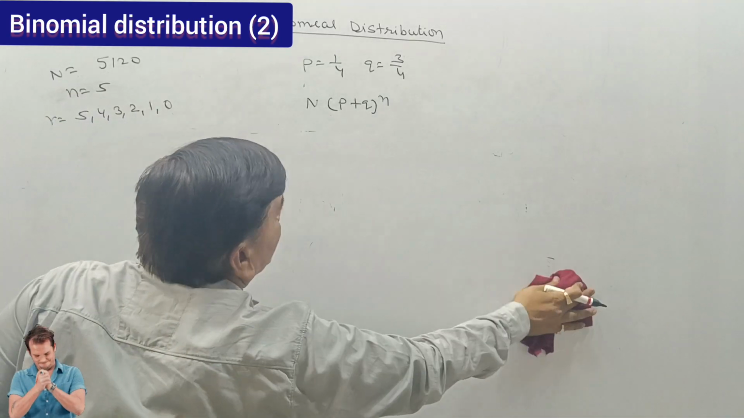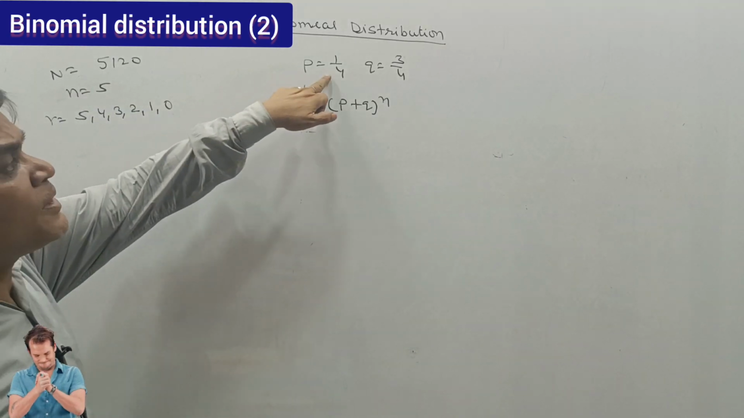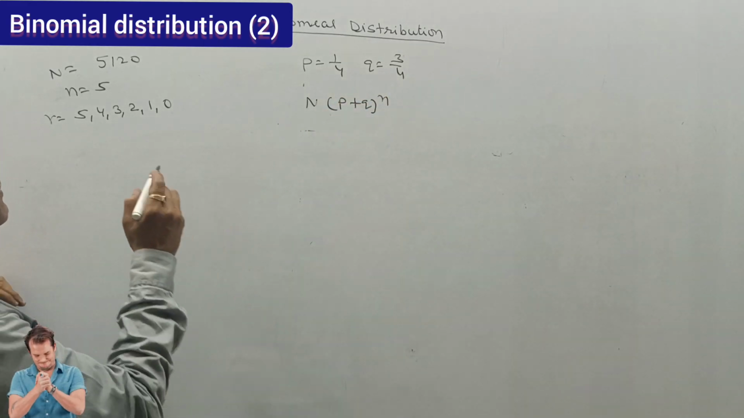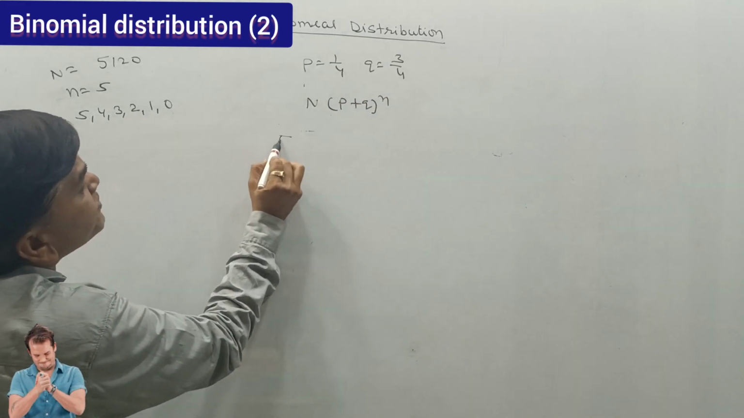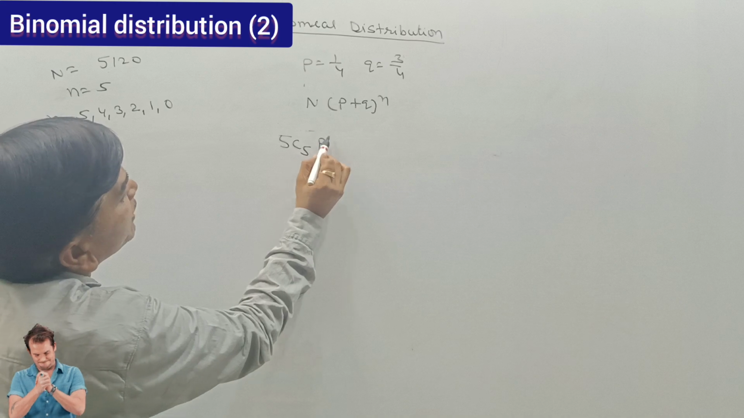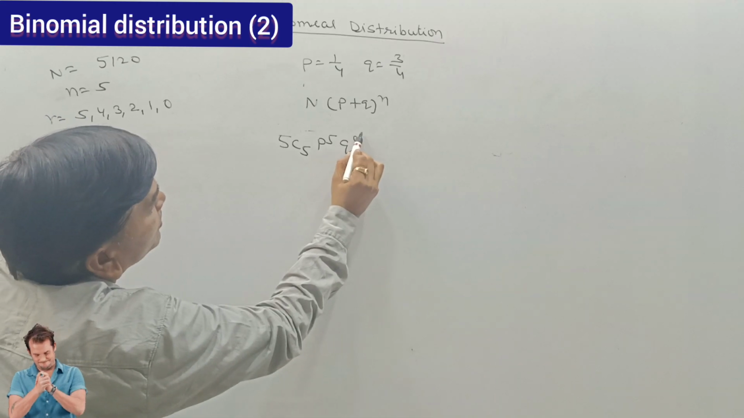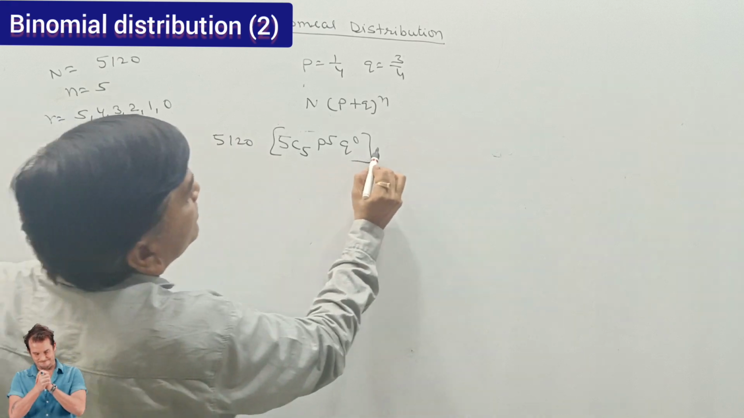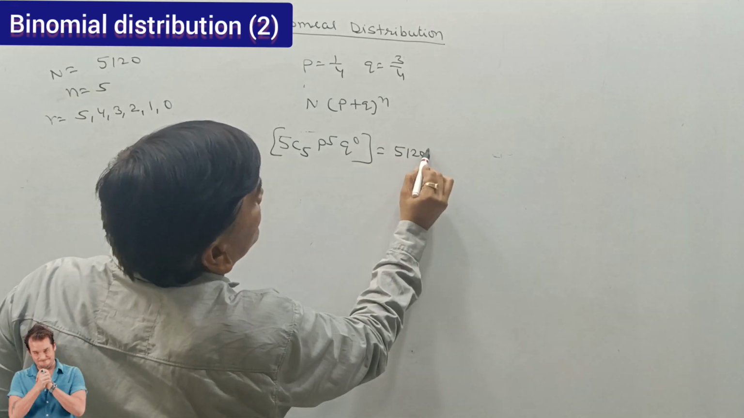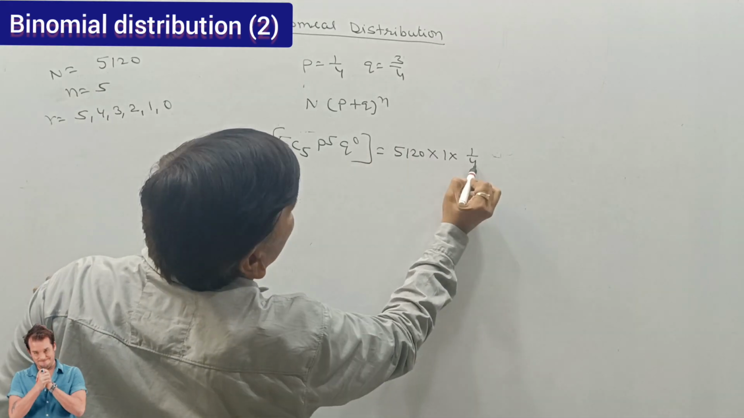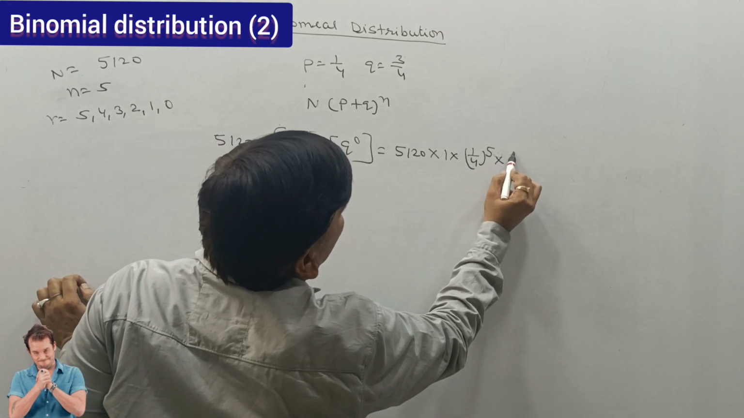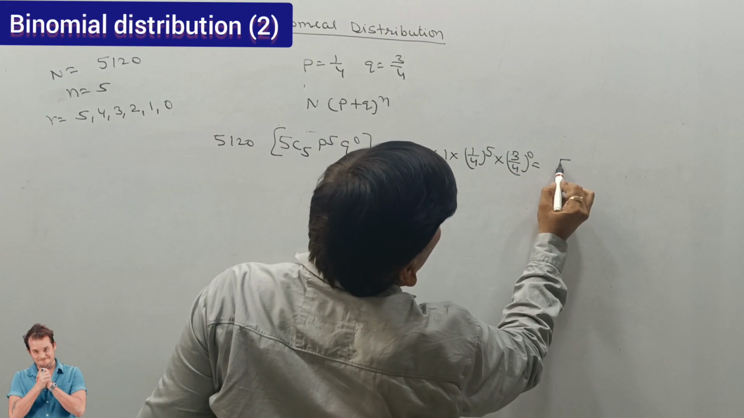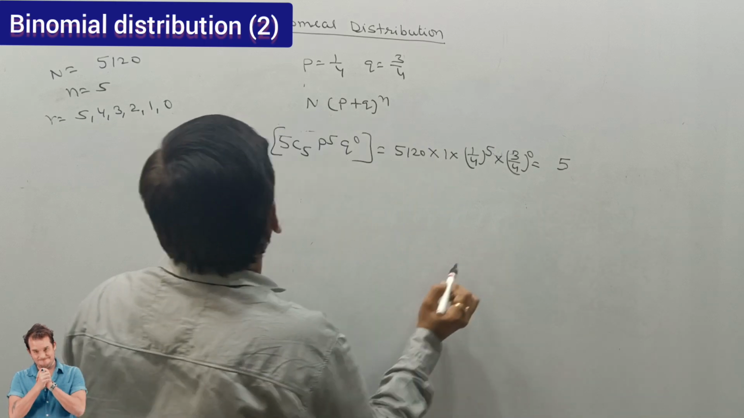Firstly you should learn this is the probability of destroy, and this is the probability of non-destroy. So it means 5C5 P^5, all destroy, no cultivation, and that is 5120 multiply 1 by 4 raised to power 5 multiply 3 by 4 raised to power 0. We have already calculated this is 5.